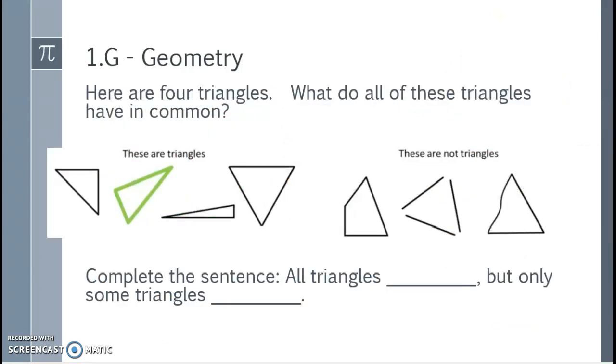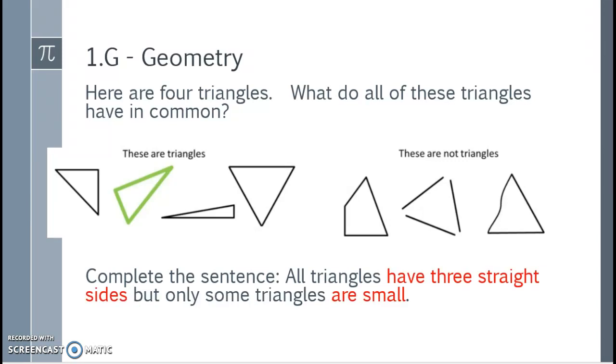Here are 4 triangles on the left. What do all of these triangles have in common? Take a moment to pause and review, look at the triangles on the left and those that are not triangles on the right, and complete the sentence: All triangles blank, but only some triangles blank. Pause the video, write some ideas down, and come back. All triangles have 3 straight sides, but only some triangles are small.